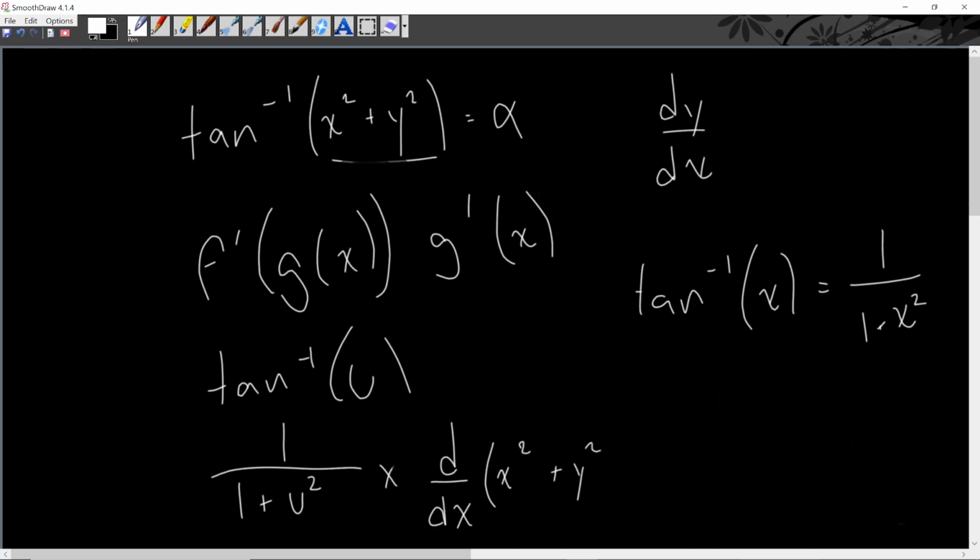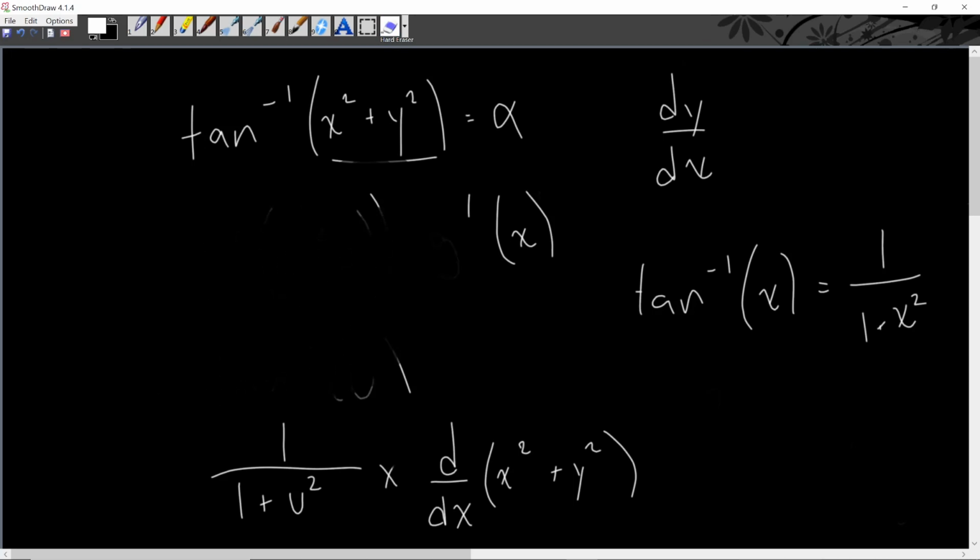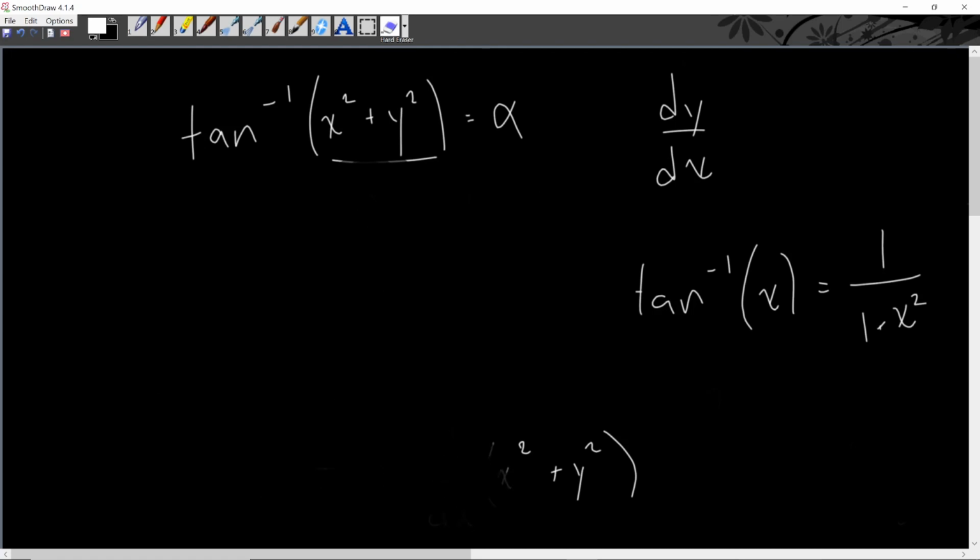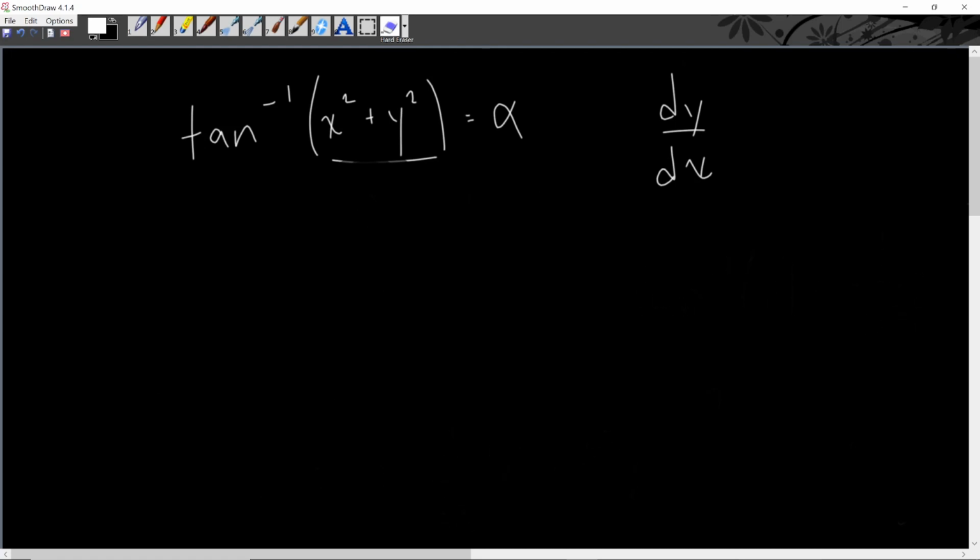Okay, this isn't too bad, actually. I made that unnecessarily complicated. No, this is fine. I was just thinking of it kind of weirdly. This isn't too bad of a derivative, but let's put it together.